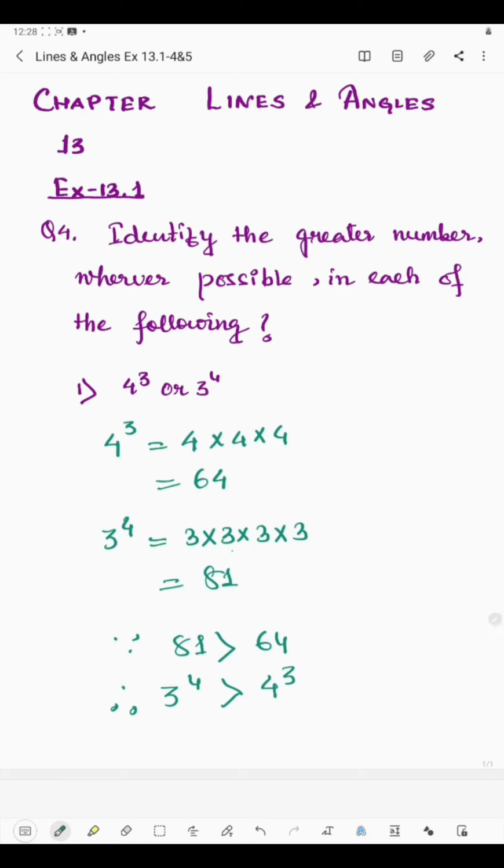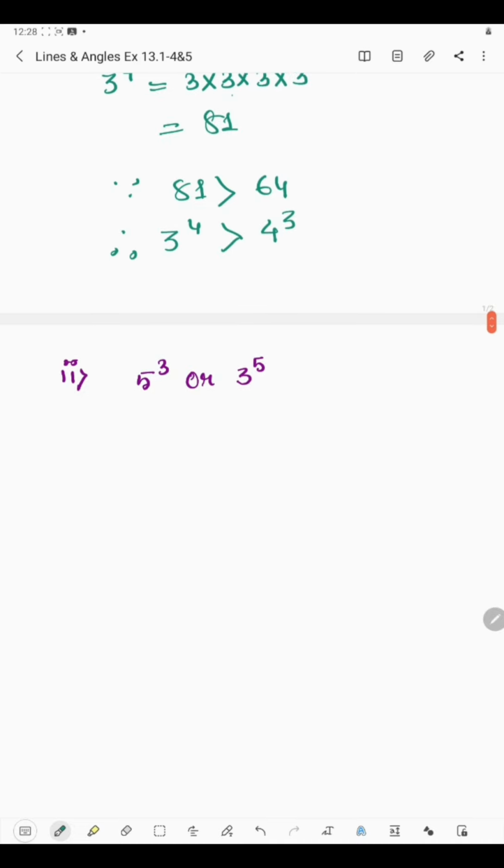Okay, now coming to next part. Now in the next part we have 5 raised to the power 3 or 3 raised to the power 5. So at first we will have to find the value of 5 raised to the power 3. Since the power is 3, we will write the base 3 times. Okay. Now 5 5s are 25, 25 5s are 125. Now 3 raised to the power 5. So power is 5 here, so we will write 3 5 times.